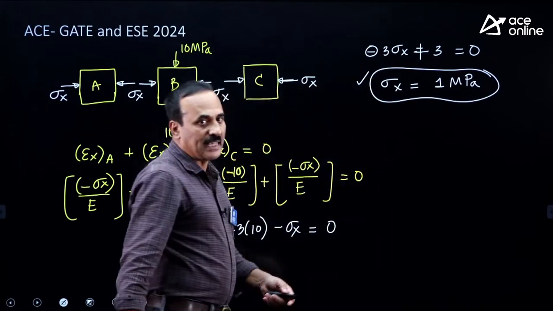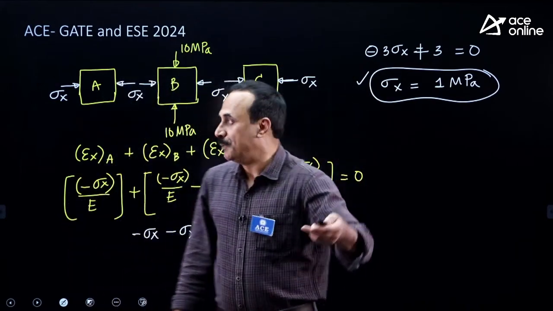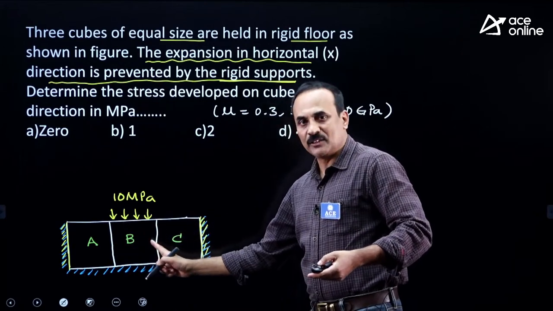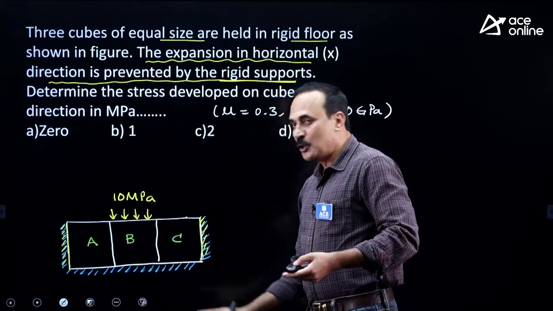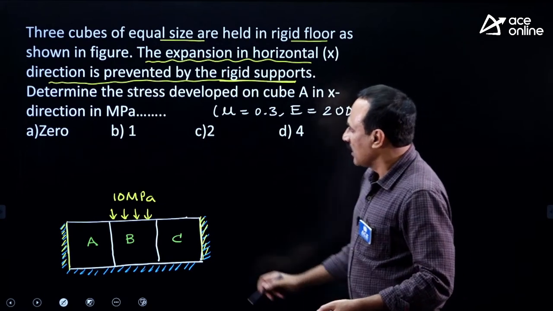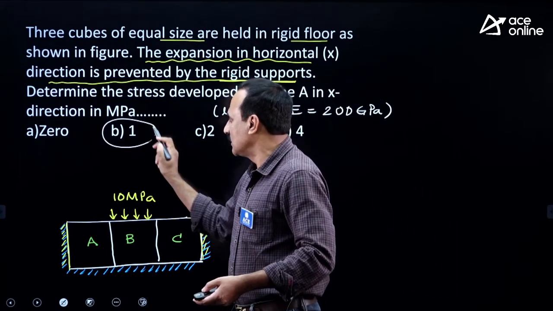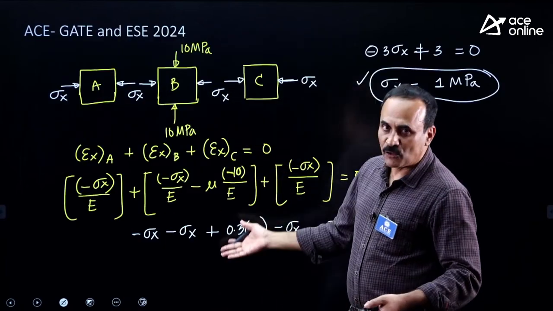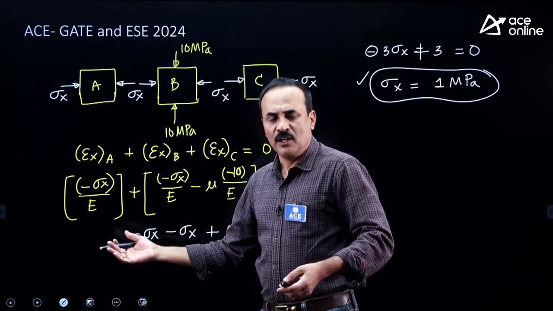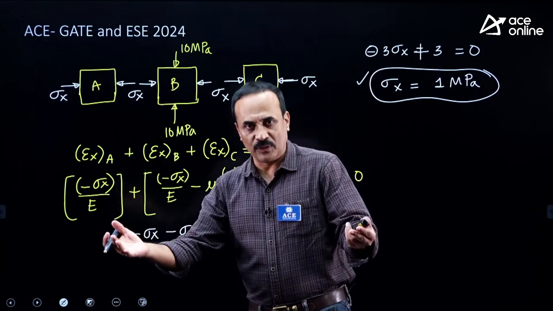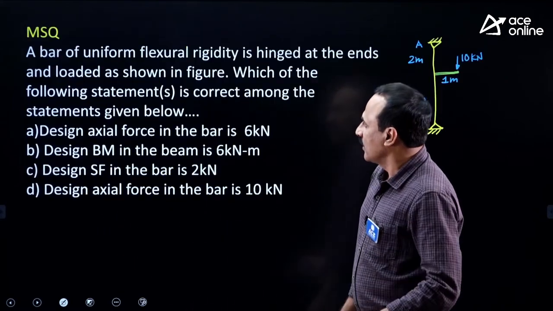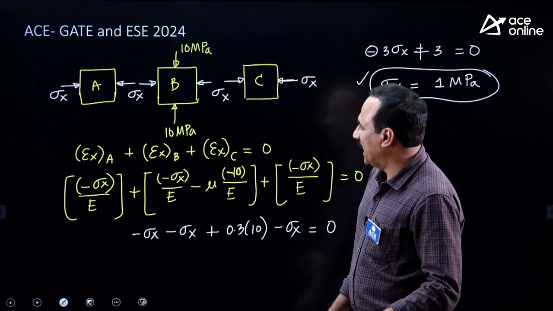So this is the stress acting on cube A in x direction. Not only cube A, cube B also has the same value in x direction. Cube C also has the same stress in x direction. So the answer is option B. Without a calculator also you can simplify. Usually they give you data in such a way that you can simplify without a calculator. Now we'll move to the next question.